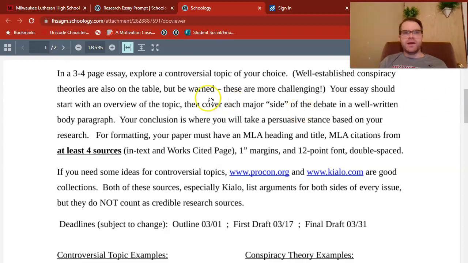3 to 4 page essay. Explore a controversial topic of your choice. When we say controversial, we mean topics that have multiple valid sides to them. There's some examples below that we'll look at there. I will also note this essay prompt would technically allow you to look into conspiracy theories as well, but I will warn you, it is more challenging to find valid research for conspiracy theories than for controversial topics. Again, we'll take a look at that in those lists below in a moment, but this does give you some choice in what you write about, and that's what this week is for. It's for investigating topics, finding one that you really like, and then starting to collect research evidence.